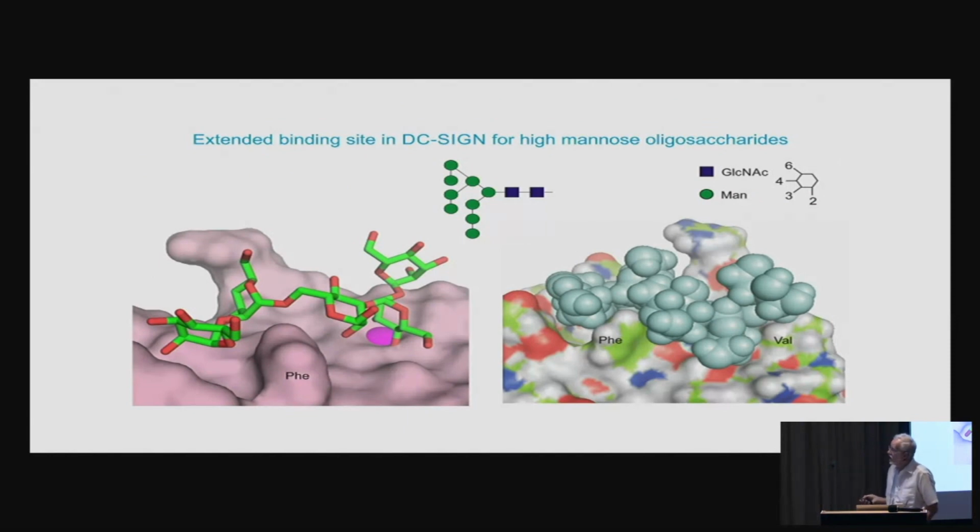DC-SIGN, the dendritic cell receptor that's best known for binding the high mannose oligosaccharides on HIV, also has a binding site that likes to bind high mannose oligosaccharides, but it actually tends to bind this branch structure out here. It still binds the mannose in the primary binding site, and then the rest of the oligosaccharide is looped into this sort of cleft. If you do a space filling model, you see how well it fits in there.